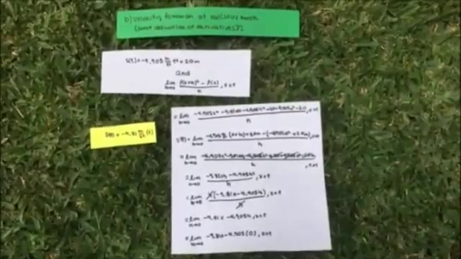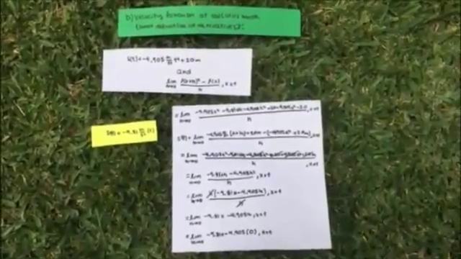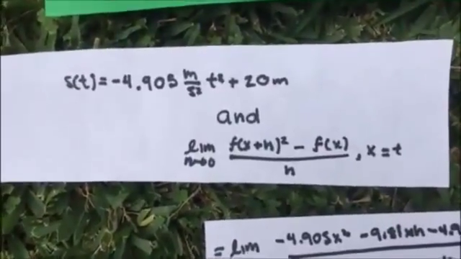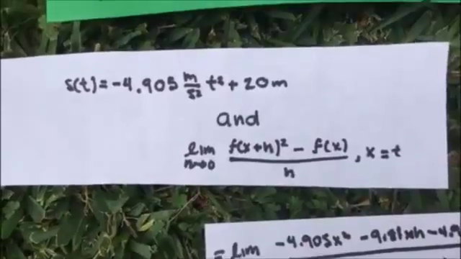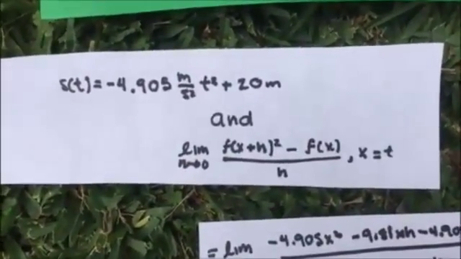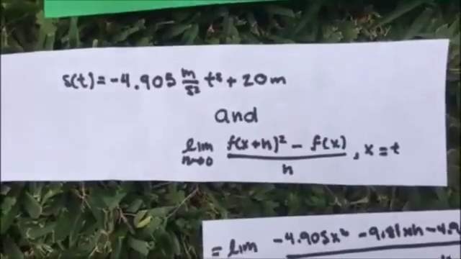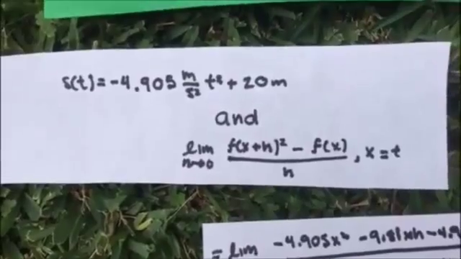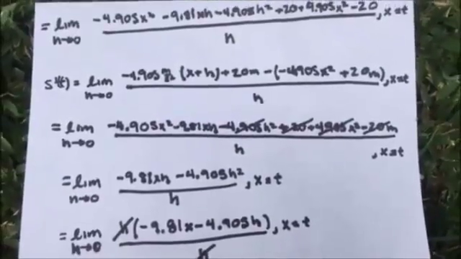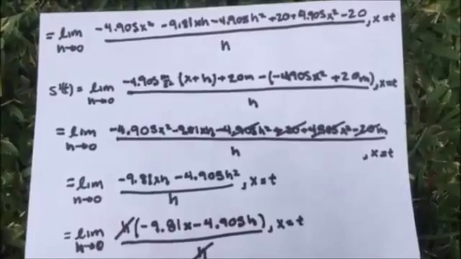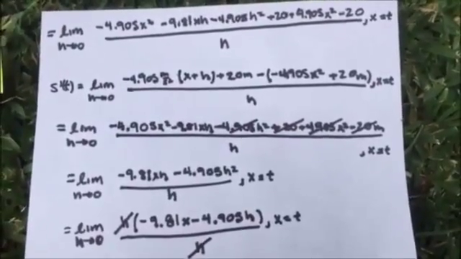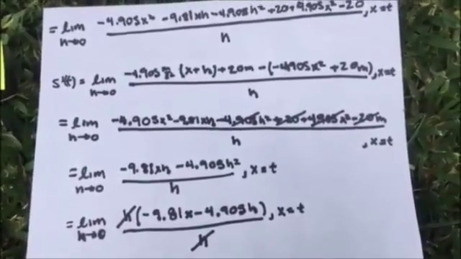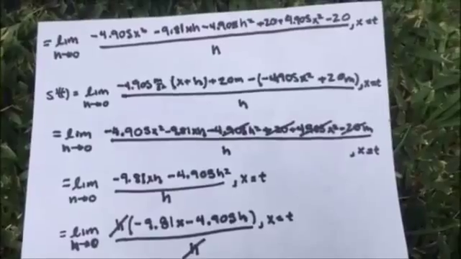Point B. Find the velocity function of the calculus book by using the limit definition of derivatives. After knowing our position function and the formula of the limit definition of derivatives, we can substitute the values of the position function. After substituting the values, we have, as a result, the limit of h approaching 0 of minus 4.905 times (x plus h) to the second power, plus 20 meters, plus 4.905 x squared minus 20 meters, and all of that over h, also taking into consideration that x equals t.